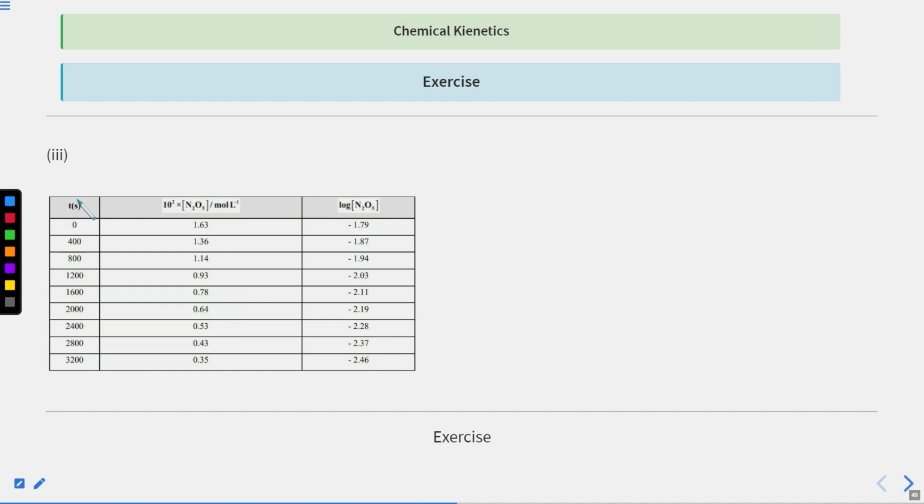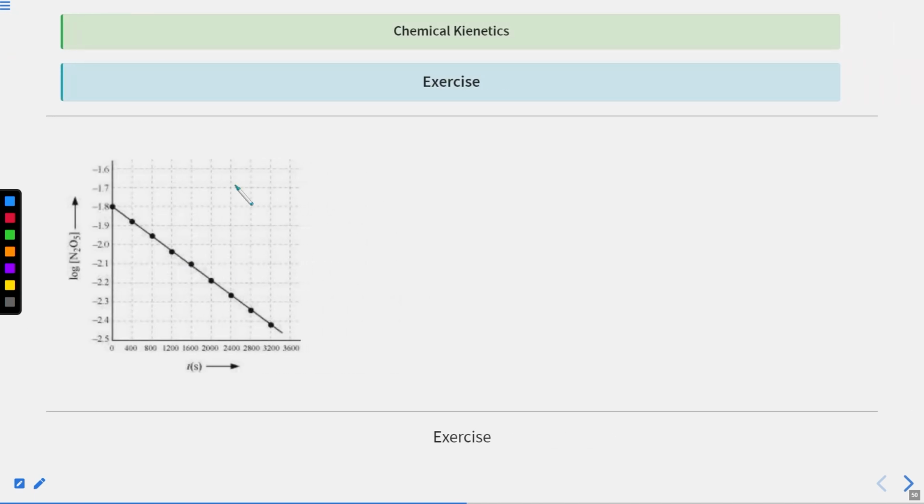Next we have to plot the graph of T versus log N2O5. So when we plot, first we have to find the log of these values. So each of these logs gives us this much. Okay, so when we plot this graph, we get this. Now if you see the first order reaction, the integrated rate law is written in this fashion.